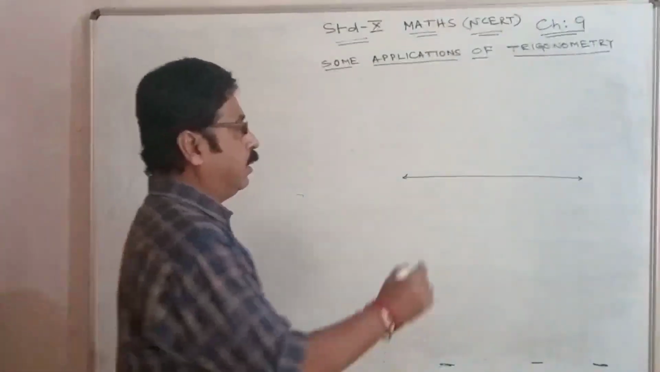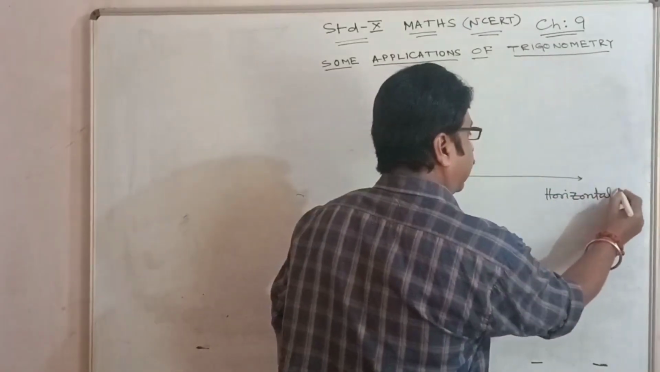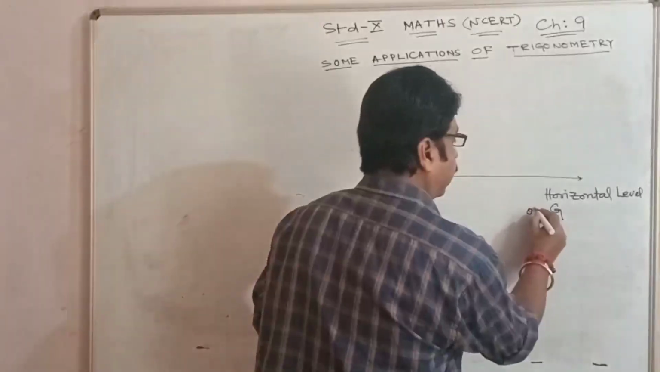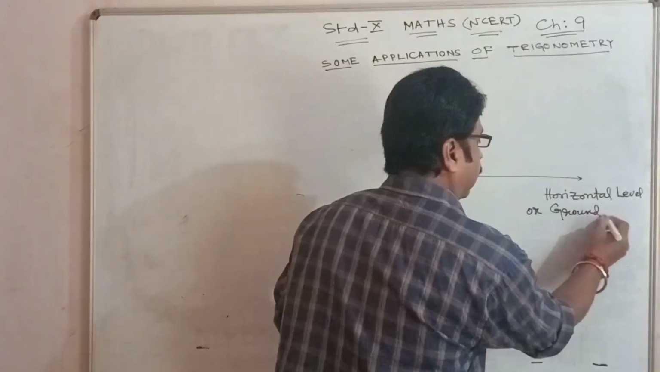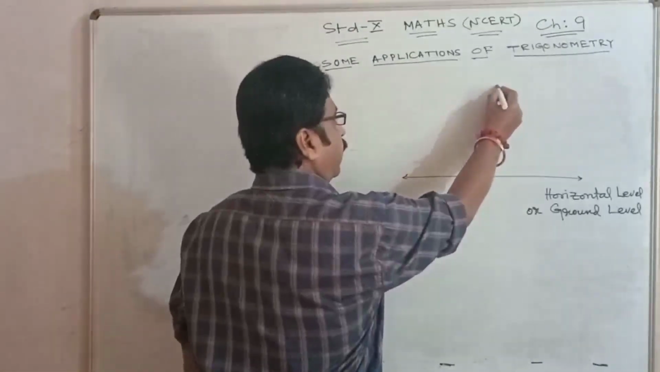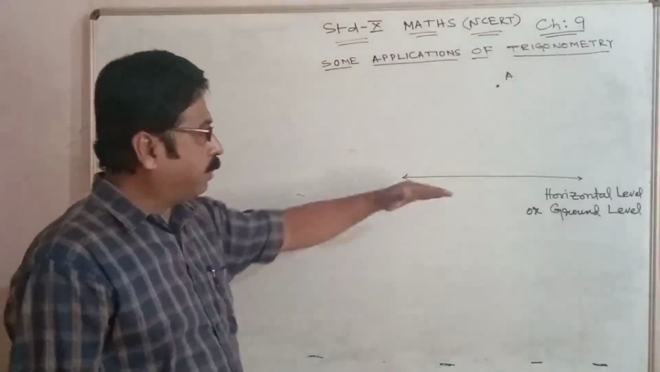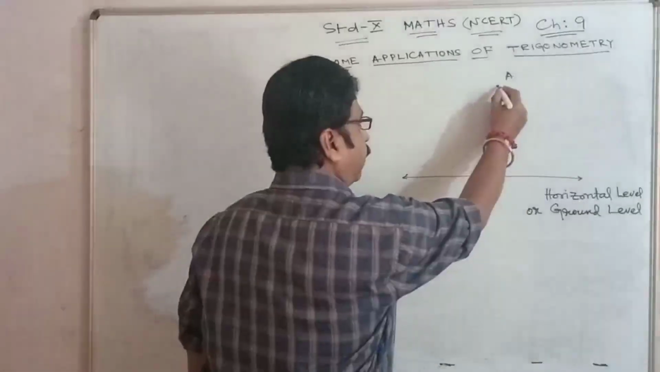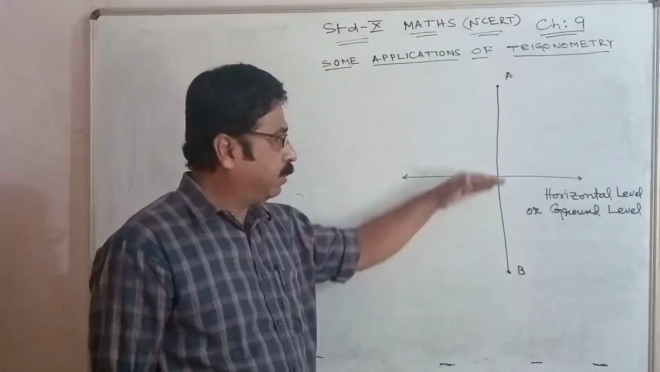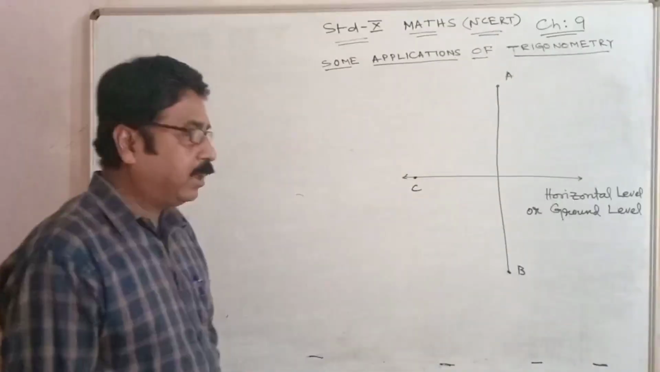This is a line, we can say it is horizontal level or ground level. Suppose this is a point A. This point is located above the ground, and this is another point. Suppose this point B. This point B is located below the ground level. Suppose it is a point C on the ground level.